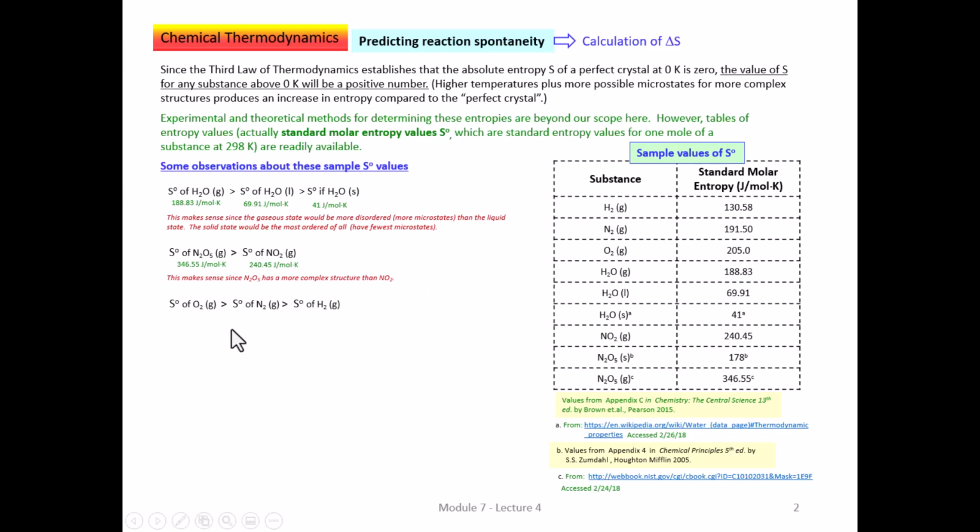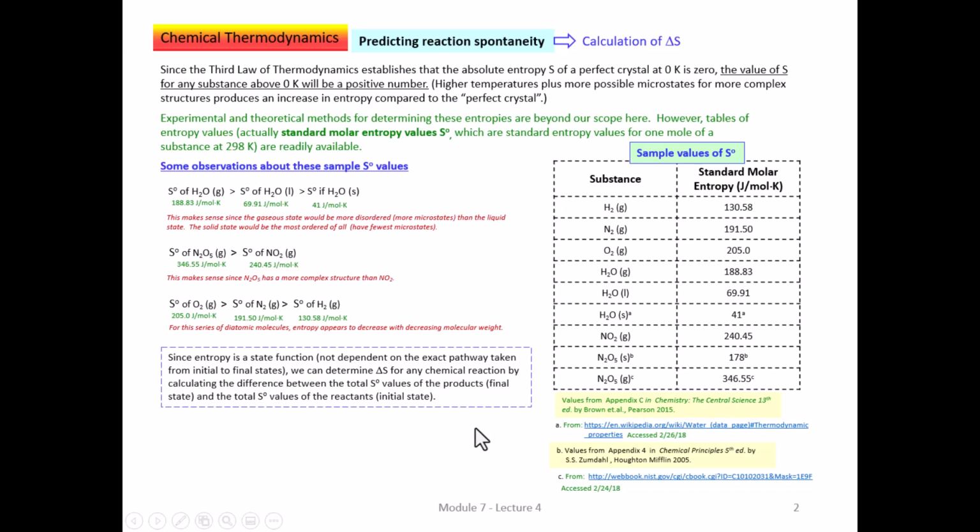And finally, one more observation I just want to point out. It's not all that big of a deal, but if you'll notice, the entropy of oxygen, which is 205 in the gas form, appears to be higher than the standard molar entropy of nitrogen, which seems to be higher than that of hydrogen. So it seems like in the series of diatomic molecules, entropy appears to decrease with decreasing molecular weight.